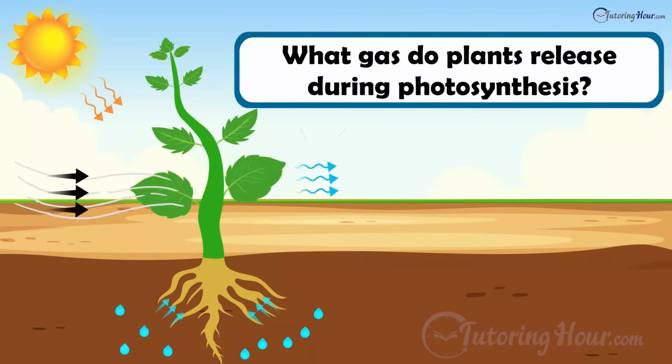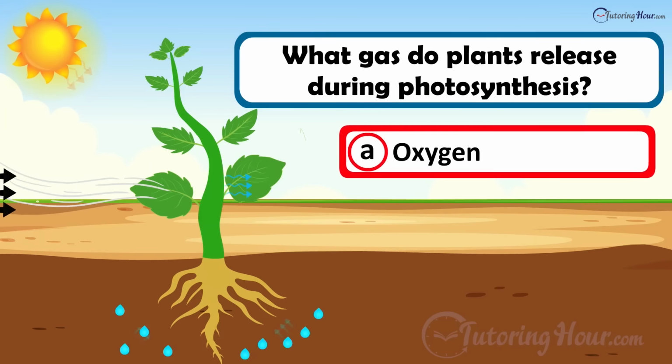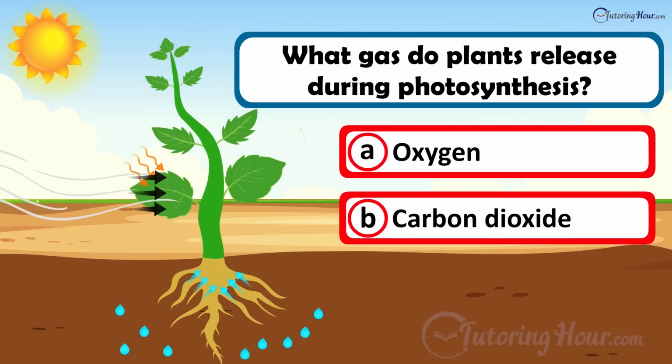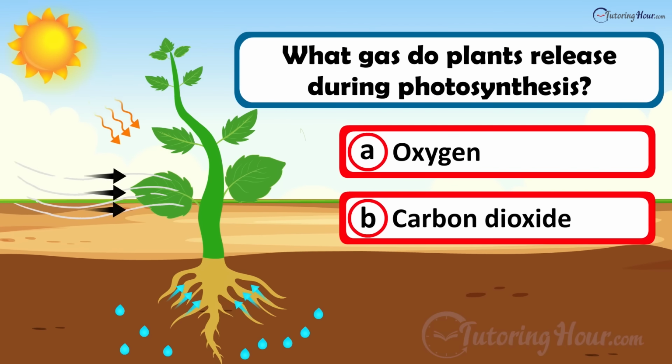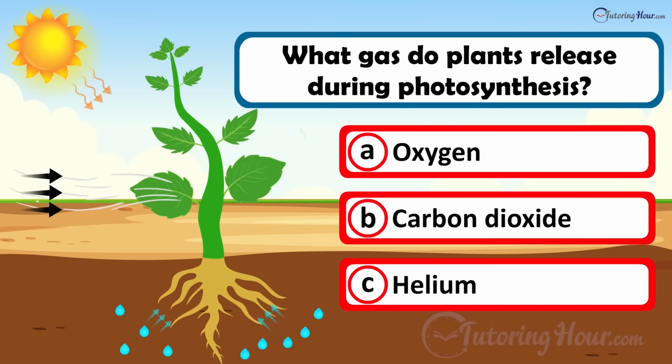What gas do plants release during photosynthesis? A. Oxygen. B. Carbon dioxide. Or C. Helium.